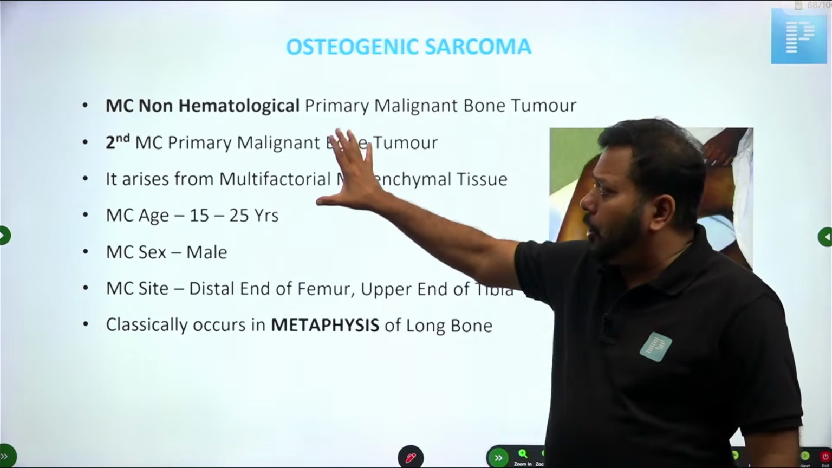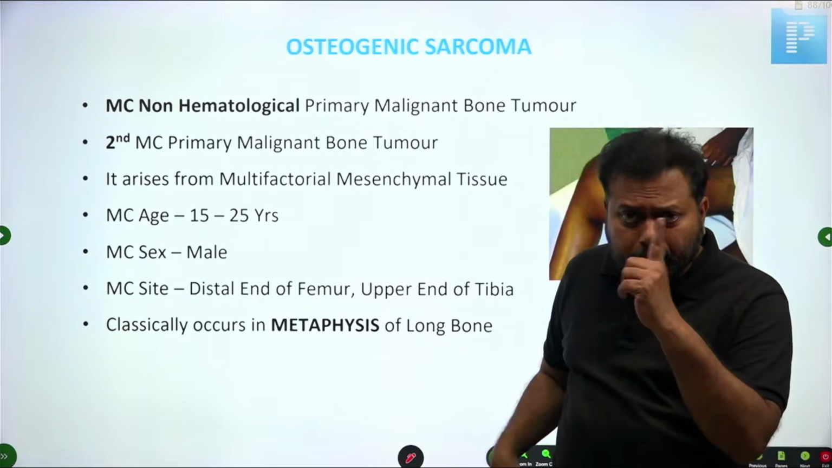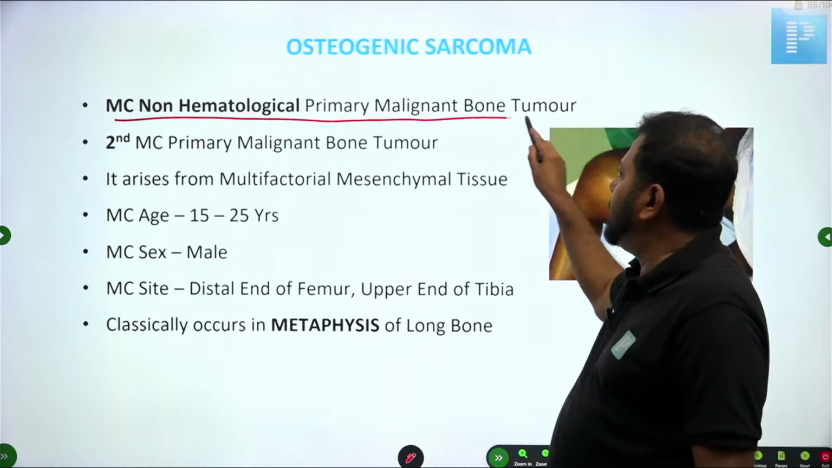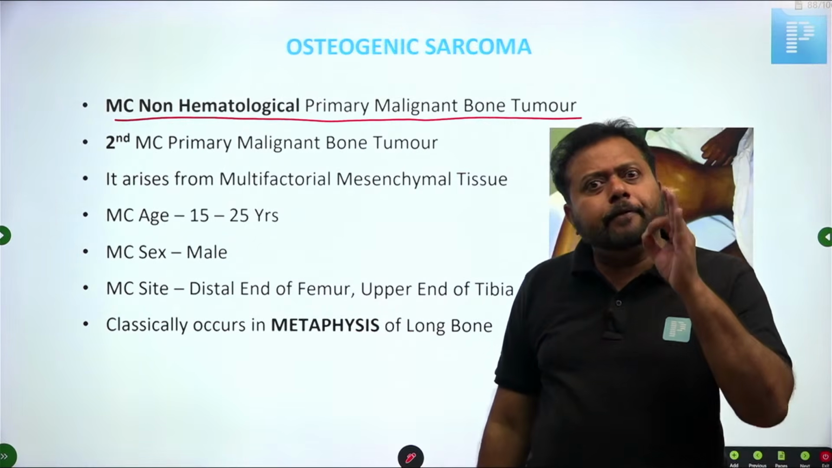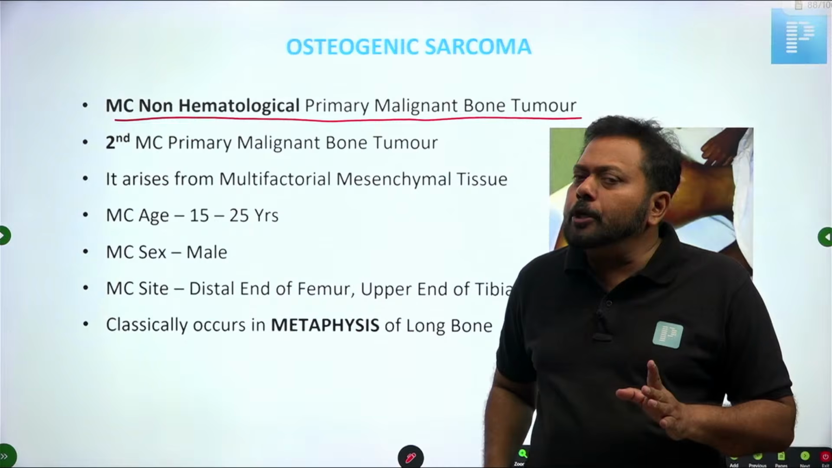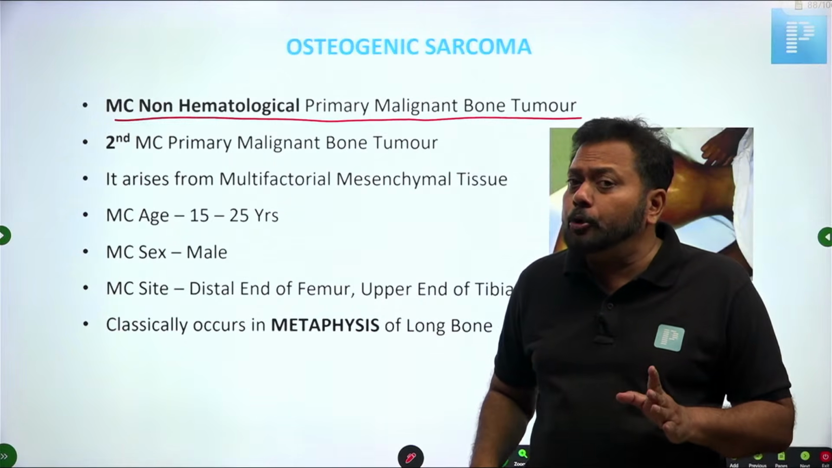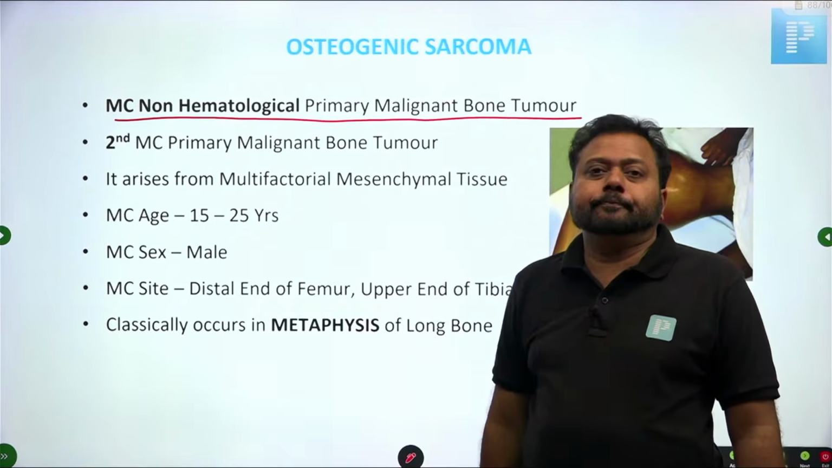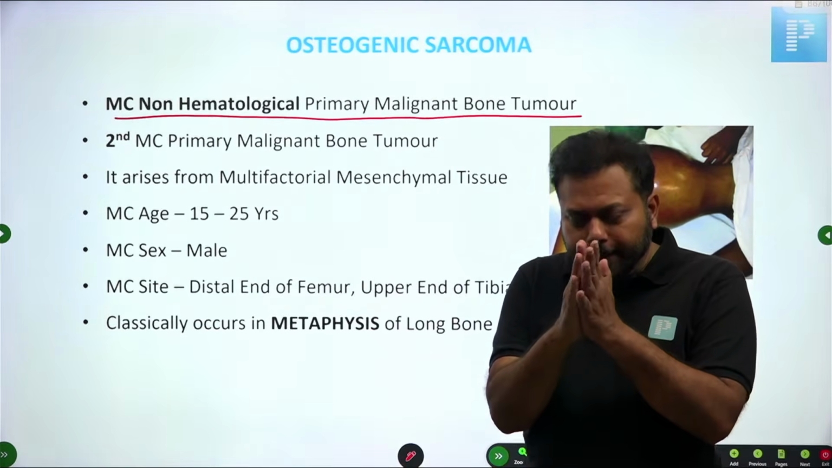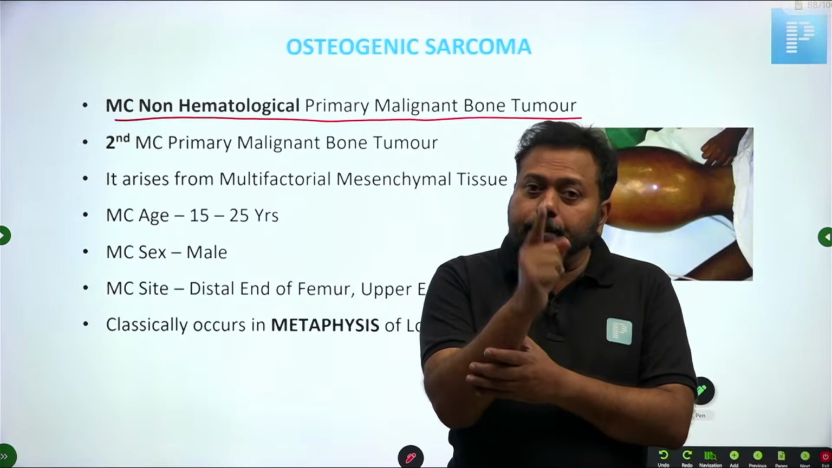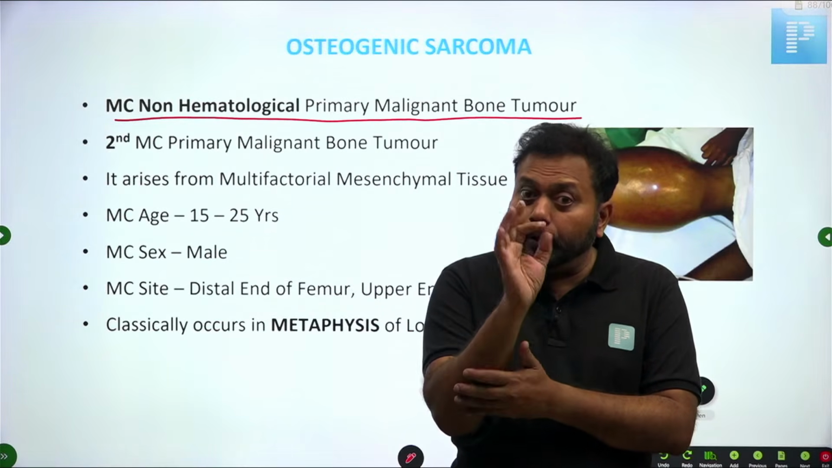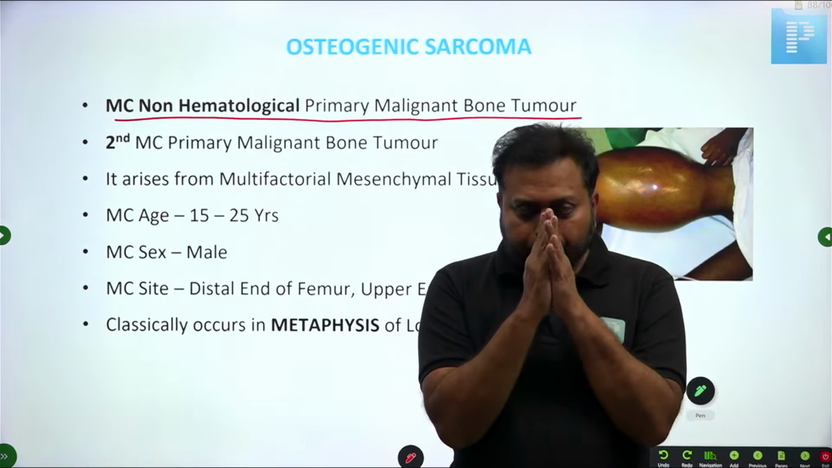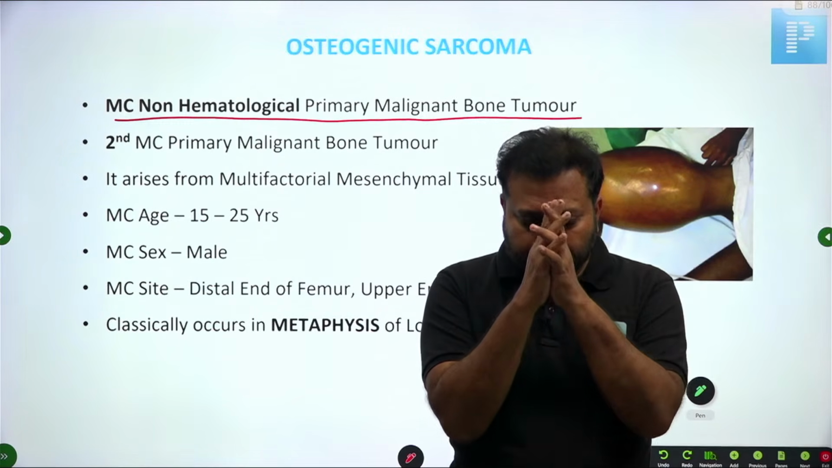See, certain most commons we have to discuss here. Look at the first line: most common non-hematological primary malignant bone tumor. Each and every word is important. If they ask a question, most common primary malignant bone tumor, the answer is not osteogenic sarcoma. The answer is multiple myeloma. This is last resort revision. We are only revising, not reading for the first time. Focus your full attention.